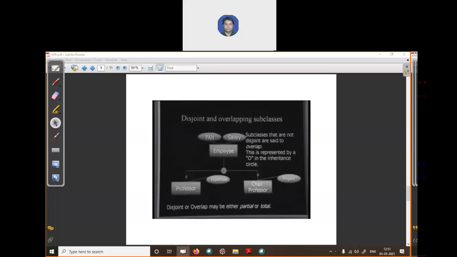We write O here, you can see it's O. When we write O, it shows overlapping subclasses. When we write D, it shows disjoint subclasses.